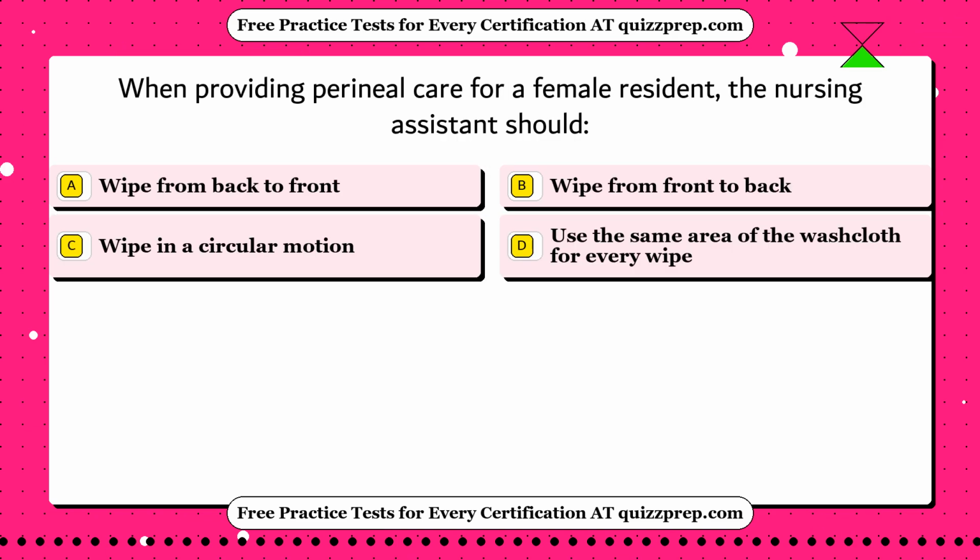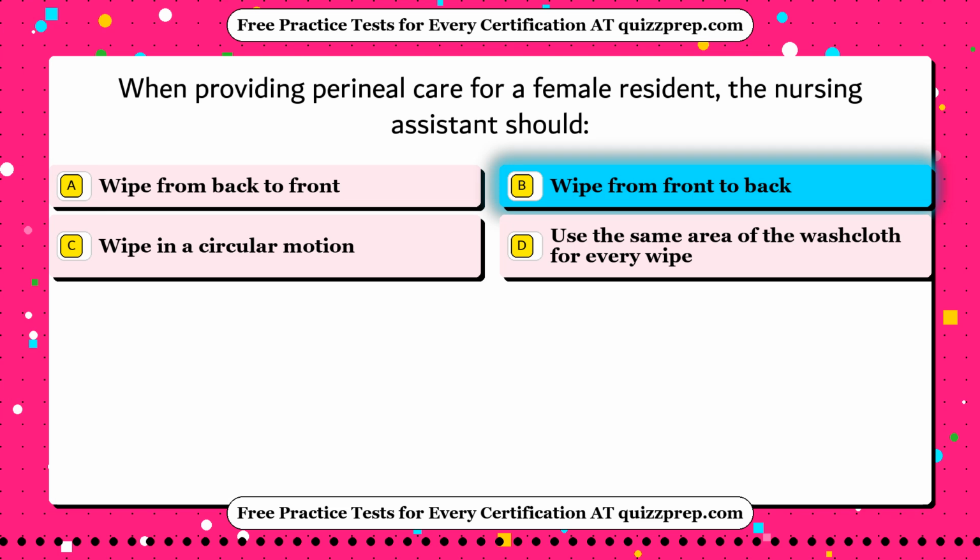Question 27. When providing perineal care for a female resident, the nursing assistant should: Option A, wipe from back to front. Option B, wipe from front to back. Option C, wipe in a circular motion. Option D, use the same area of the washcloth for every wipe.